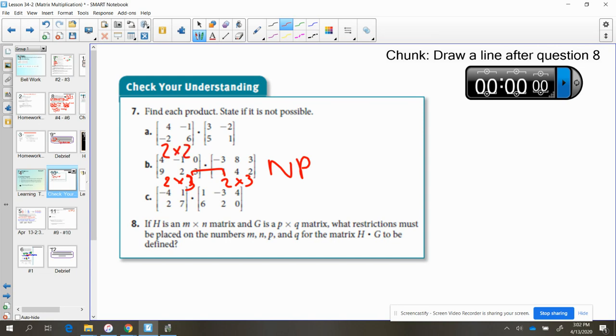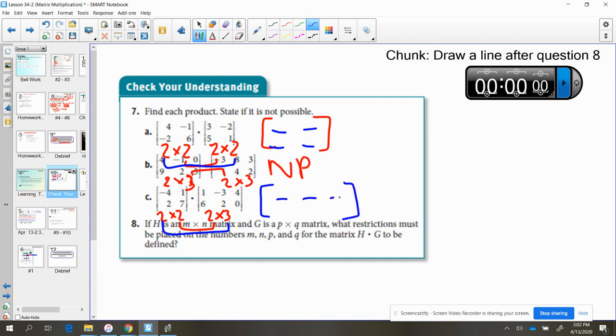A and C are possible though, because this is a 2 by 2 and this is a 2 by 2, so your inner dimensions match here. And then this is a 2 by 2, this is a 2 by 3, inner dimensions also match here, so they will work out. Now our resulting products here, this one is going to be a 2 by 2 because of these outer pieces. This is telling us it is a 2 by 2. And this last one is going to be a 2 by 3 because, again, of the way the outer dimensions line up.